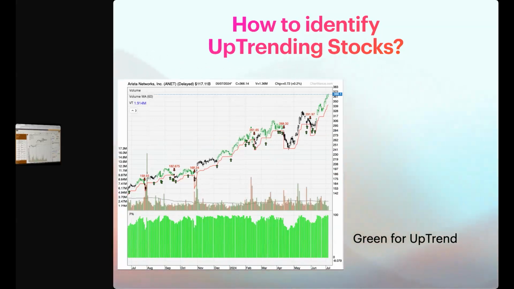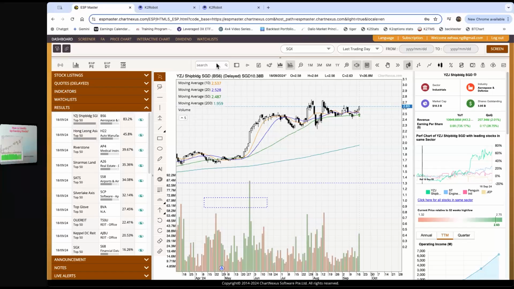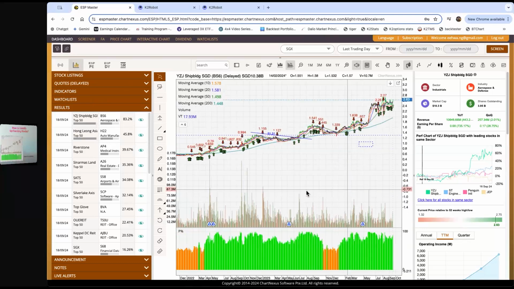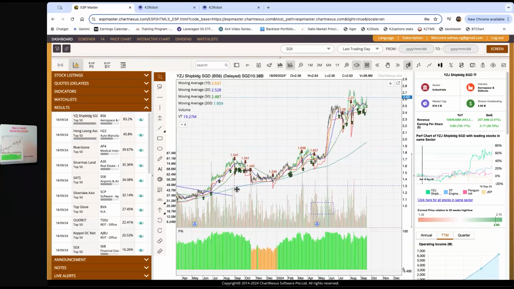Correct enough? Okay, so now I want to show you your stock. As I promised, I want to show you your stock. Okay, let me just turn on the indicator over here. Now, those of you from Singapore, you can see this stock. Yang Zhijiang, I think everybody knows, right? Yang Zhijiang, can take a look. The trend is uptrend. That is why it is green color.